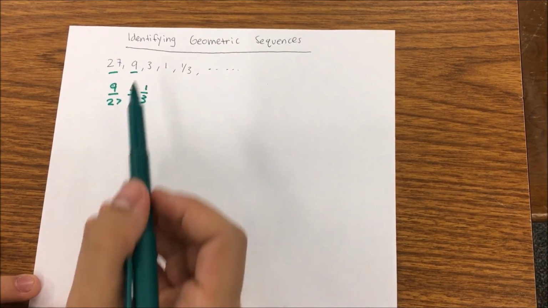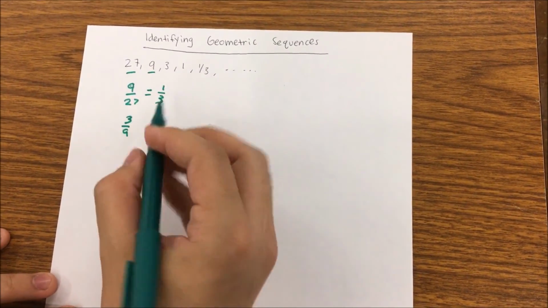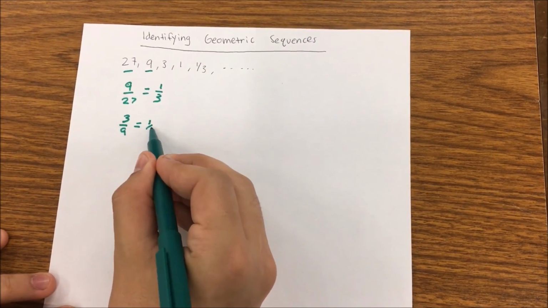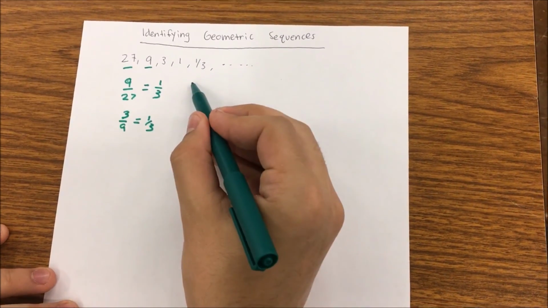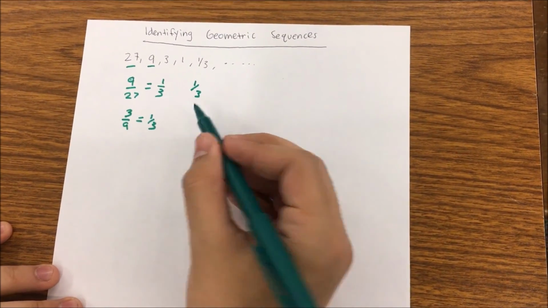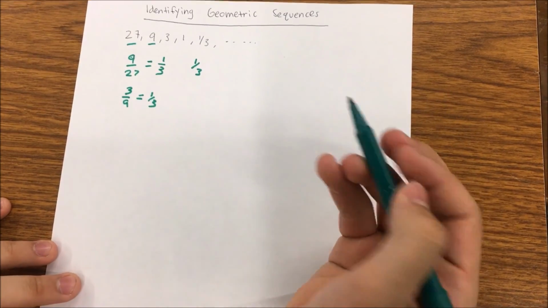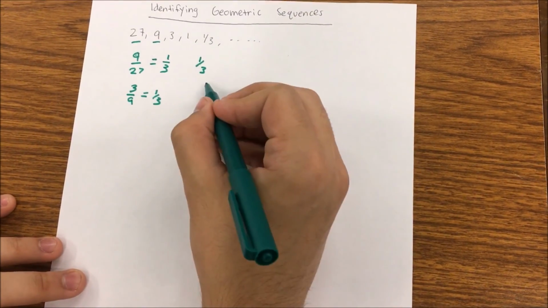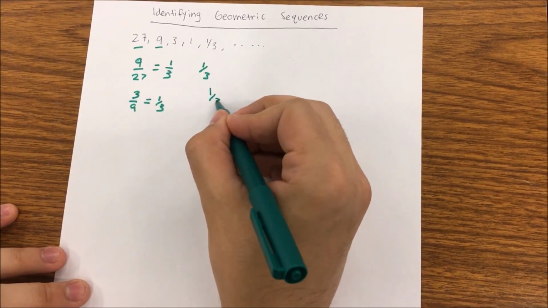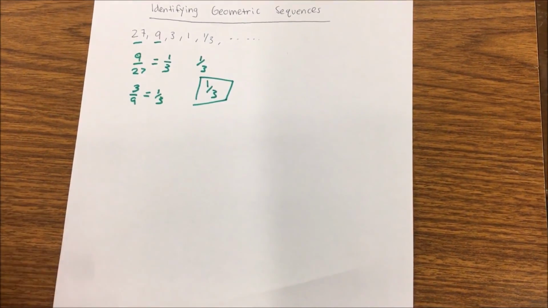We want to do the same thing with A3 and A2. So 3 divided by 9 equals 1/3, and then keep going. 1 divided by 3 is 1/3, and then 1/3 divided by 1 is 1/3. So the common ratio of the geometric sequence is 1/3, which means that this is in fact a geometric sequence.